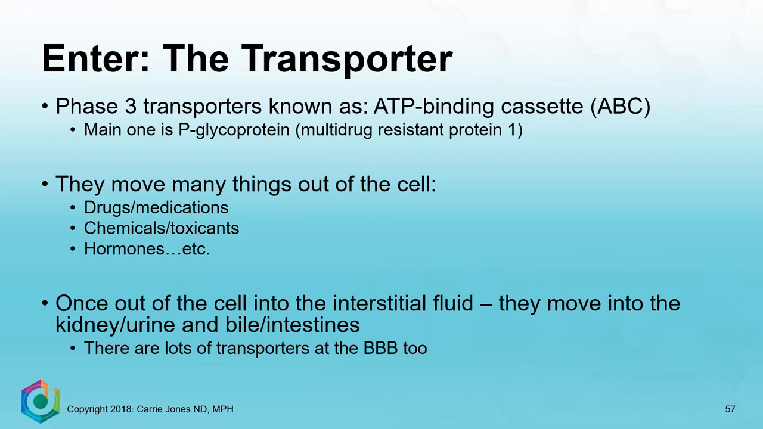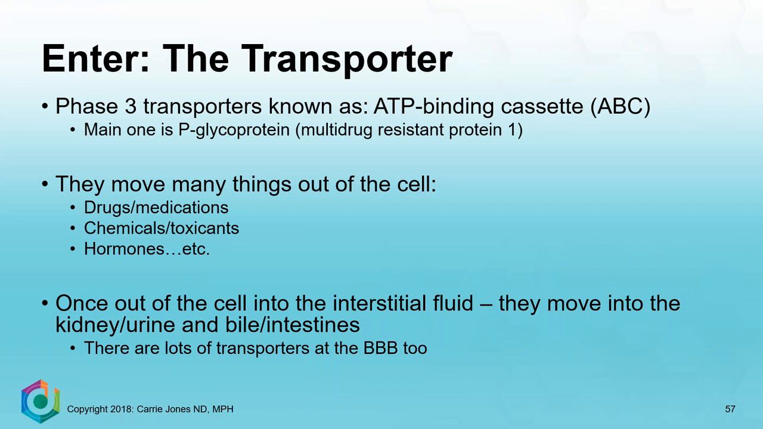And so phase 3 transporters are known as ATP binding cassettes, or ABC. The big one that you're going to see in the research, if you go look this up, is P-glycoprotein, or multi-drug resistant protein 1. And they move things from in the cell to out of the cell. And they move lots of things: drugs and medications, chemicals, intoxicants, hormones. They are a transporter for lots of stuff. So think of them as like your little taxi or your shuttle or your train or your tram that is moving you from one place across the road, across the way, across the city to the other place.